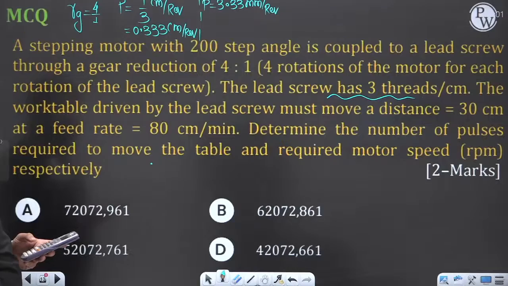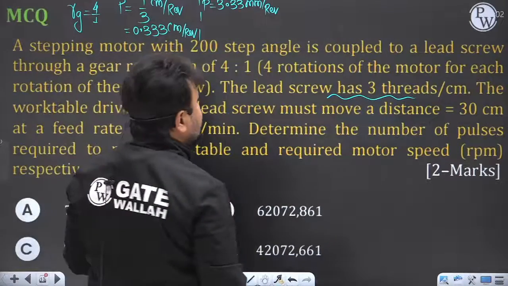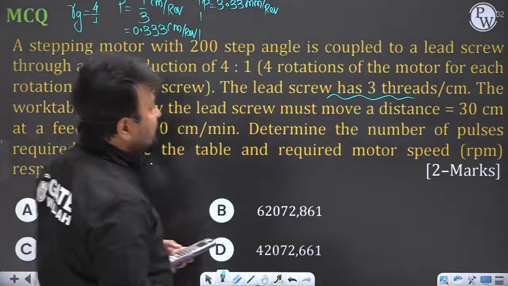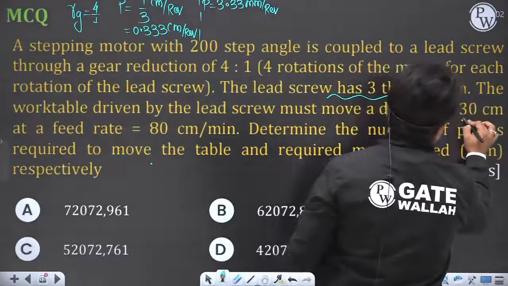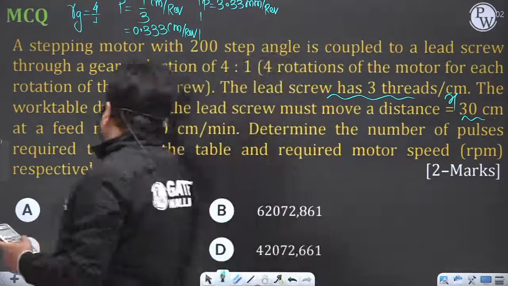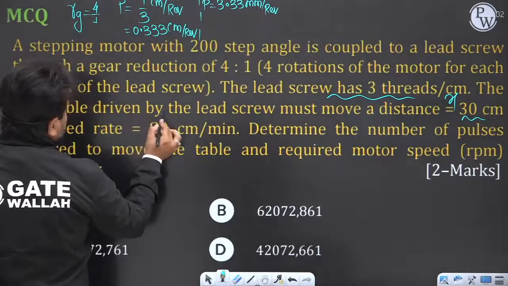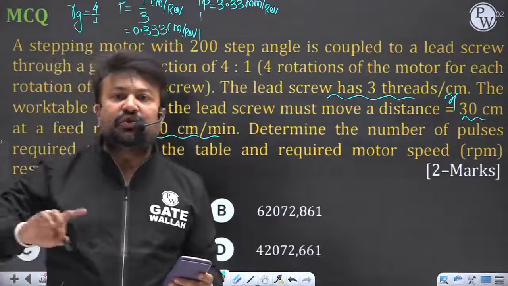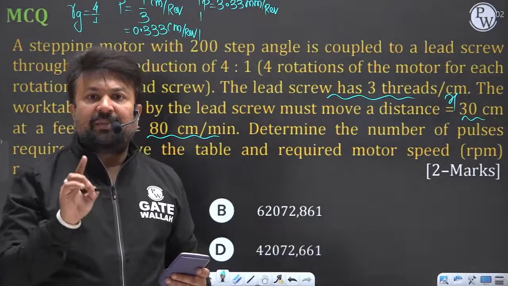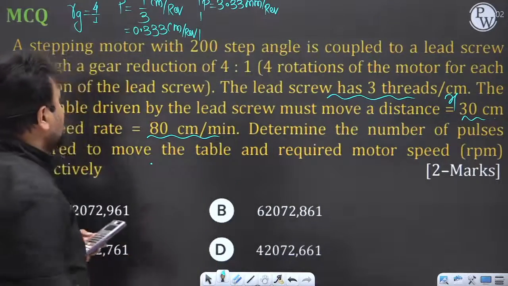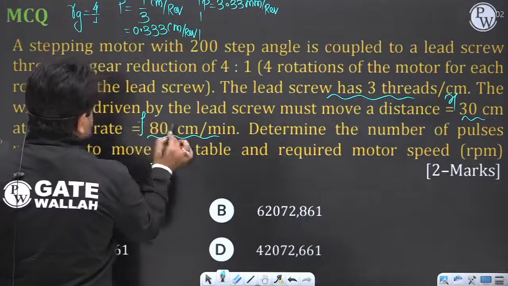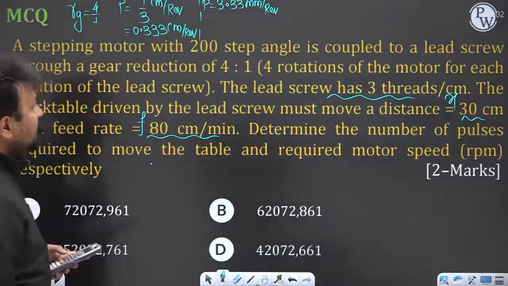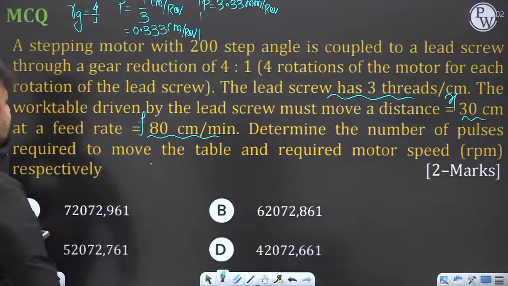The work table driven by the lead screw must move a distance of 30 centimeter. This is the distance which you want to move, at a feed rate of 80 centimeter per minute. This is the feed rate by which you want to move. Determine the number of pulses required to move the table and the required motor speed respectively.